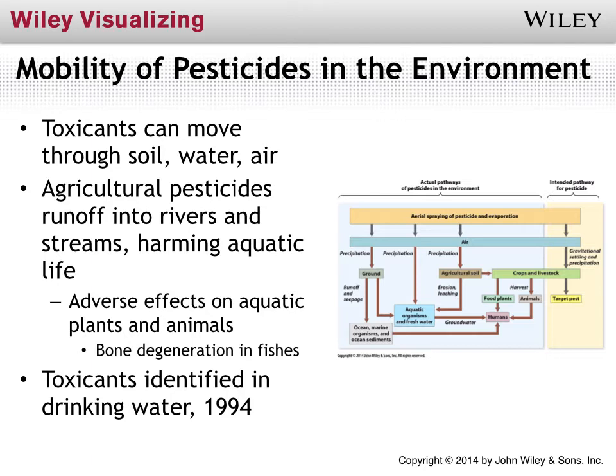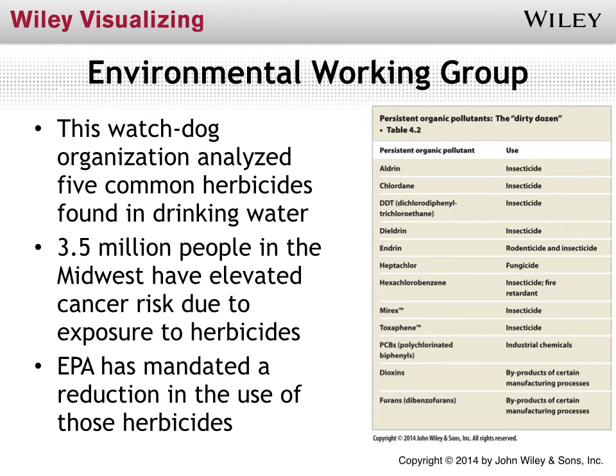Back in 1994, after the Clean Water Act and revisions of the Clean Water Act, there were a number of toxicants that were identified to be prevalent in drinking water in the United States. There were environmental working groups that were looking at this, and basically they found that in places like the Midwest, so states like Michigan, Wisconsin, Minnesota, those areas, there were about 3.5 million people that had elevated risks of cancer due to exposure from pesticides in their drinking water.